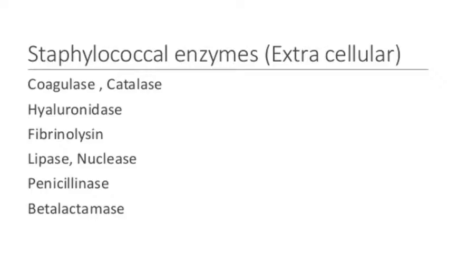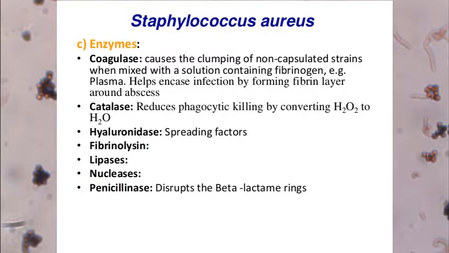The enzymes it produces are, for example, coagulase, which is a clumping factor. It's also known as bound coagulase because it binds fibrinogen and converts it to insoluble fibrin, causing Staphylococcus to clump. Other enzymes are, for example, collagen, elastin, and fibronectin binding protein.